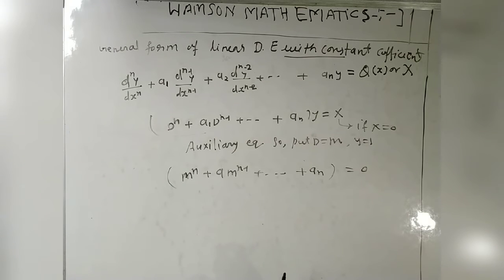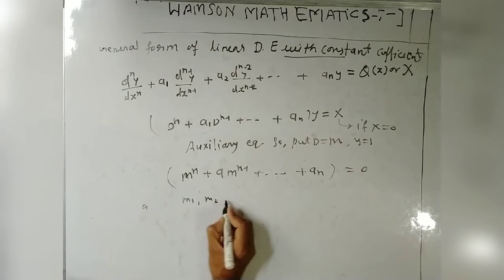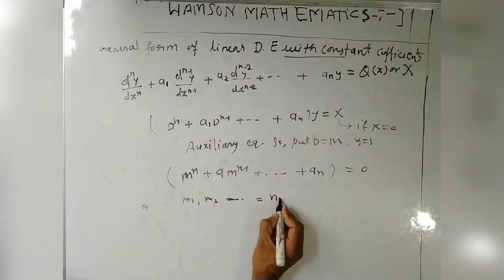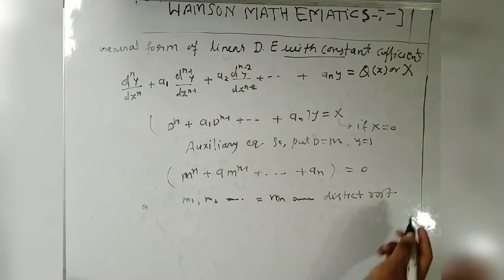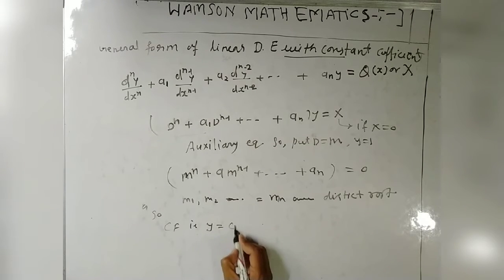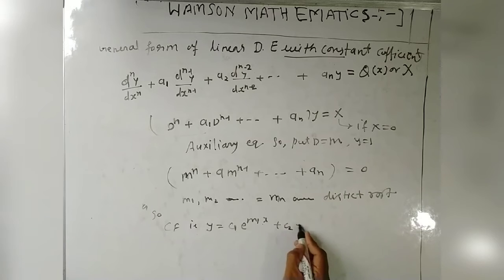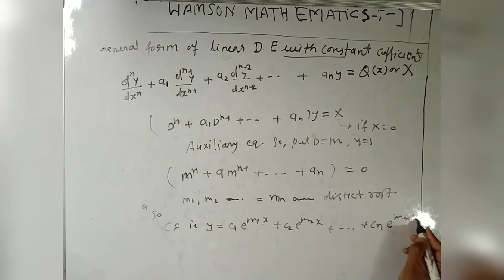Here we get a polynomial in m of degree n, so this has n roots, and we assume that these n roots are different. So if m1, m2 and so on up to mn are distinct roots, then the CF, that is the solution, is C1 e to the power m1x plus C2 e to the power m2x and so on, plus Cn e to the power mn x. So this is our solution.